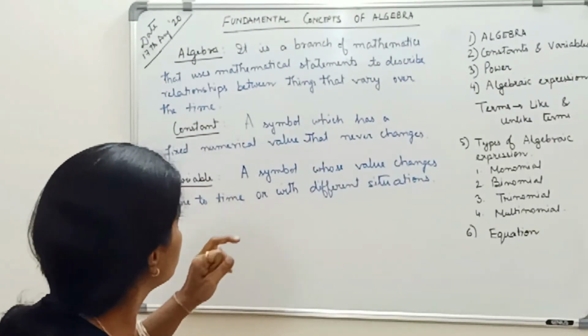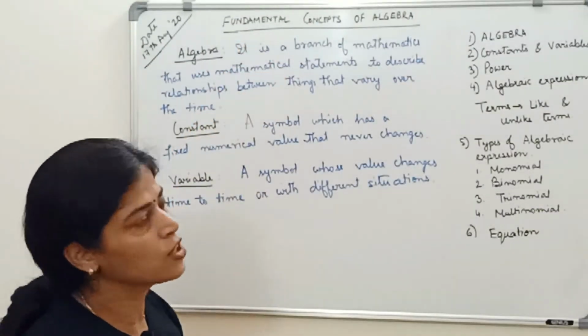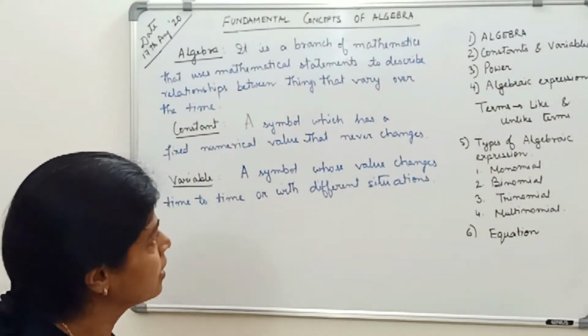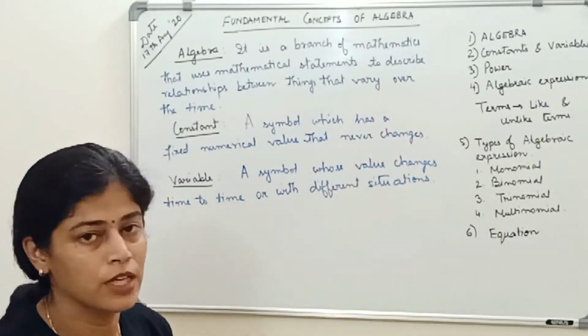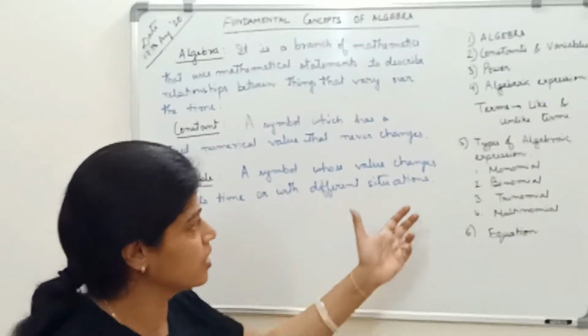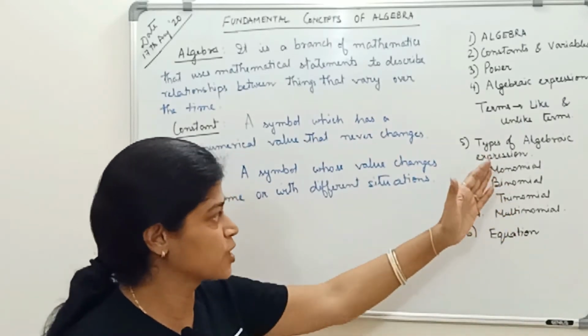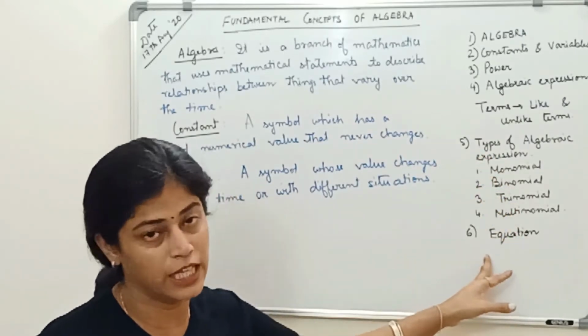Today I will be explaining the chapter Fundamental Concepts of Algebra. What is algebra, then what is constant, variable, then power, what is algebraic expression, then types of various algebraic expressions, and then what is an equation.